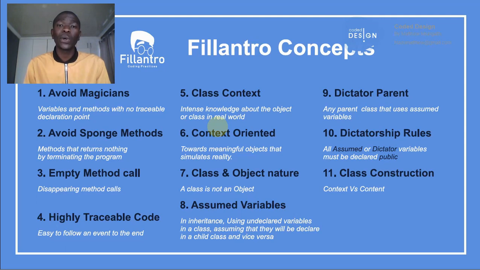So instead of only being object oriented, you must also be context oriented in your classes. Point number 7, class and object nature. A class is not an object. If you want to grasp the concept of object-oriented programming, the first thing you must do is draw a distinct line between a class and an object. Most people use these words interchangeably. A class is not an object. A class is an entity unto itself, and an object is an entity unto itself.